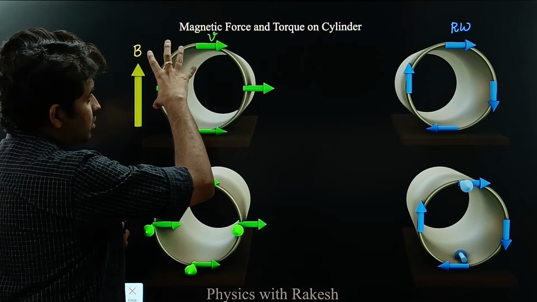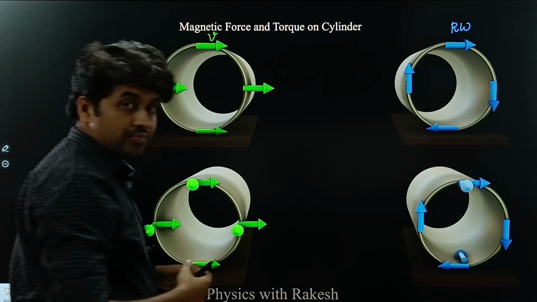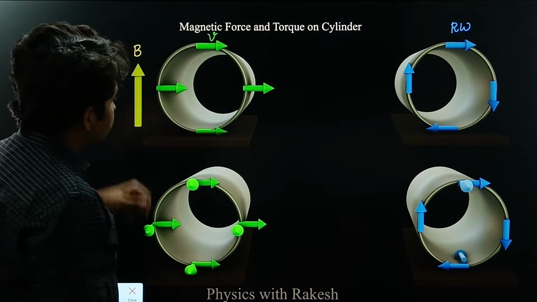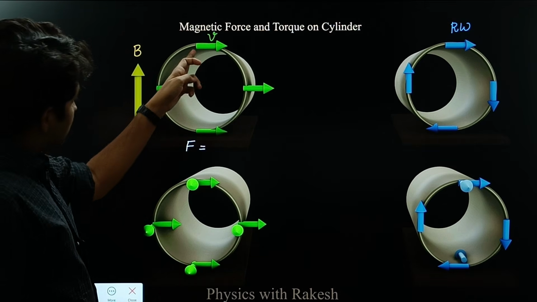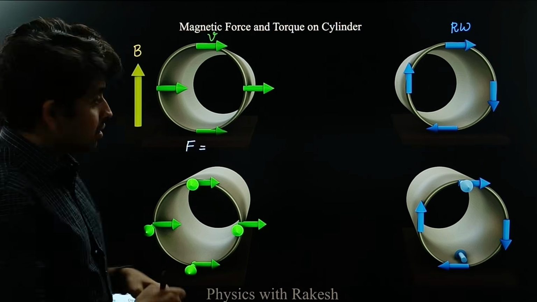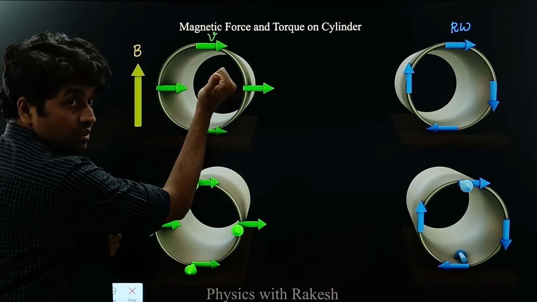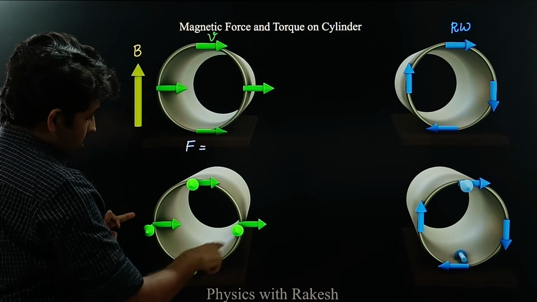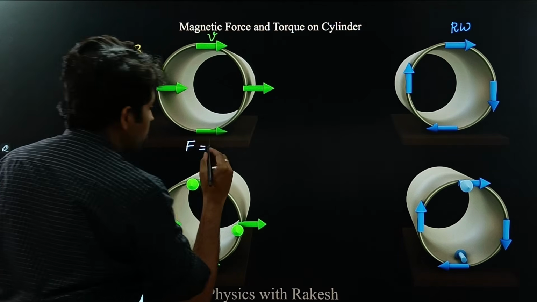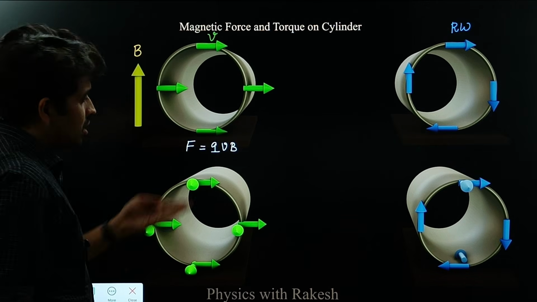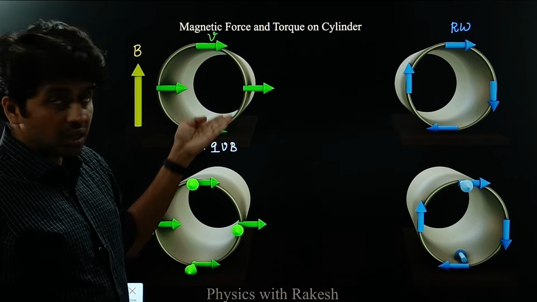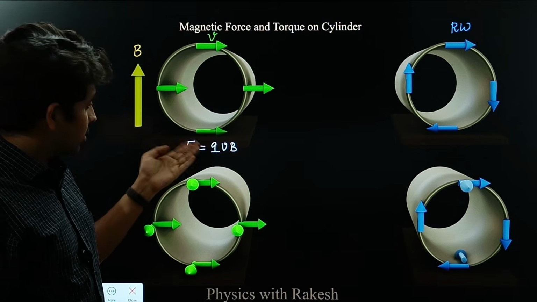I have divided the motion into translation plus rotation. So what is the force? All the charges here are moving with velocity V, so V cross B gives a force in this direction, and I mark the forces in this direction. So force equals QVB, since all the charge has speed V. So directly we can write this.